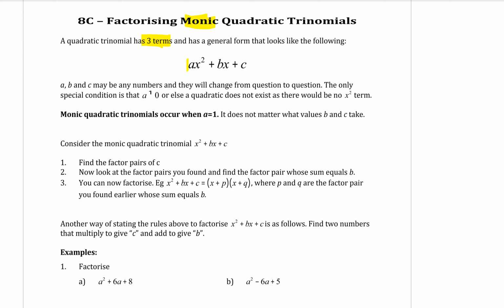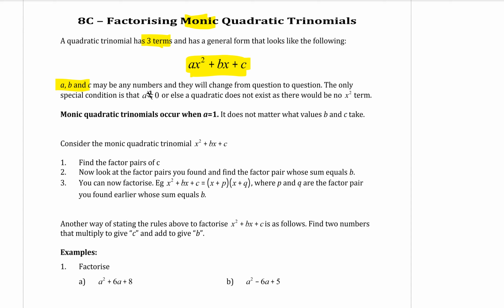So a number in front of the x squared, then an x term, and then a constant term. So ax squared plus bx plus c. A, b, and c could be any number, and they will change from question to question. The only special condition is that a cannot be equal to 0, because otherwise it would not be a quadratic if there was no x squared term.